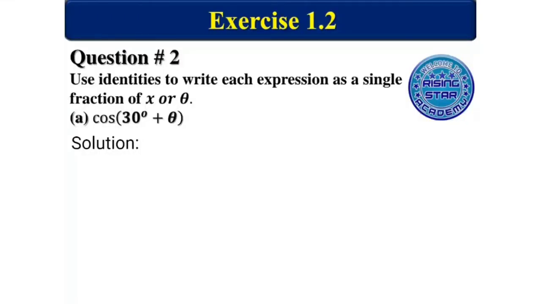In question number 2, it says use identities to write each expression as a single fraction of x or theta. So we can apply the identity of cos A plus B on cos 30 plus theta. Let me write the identity. So my A value is 30 and my B value is theta.